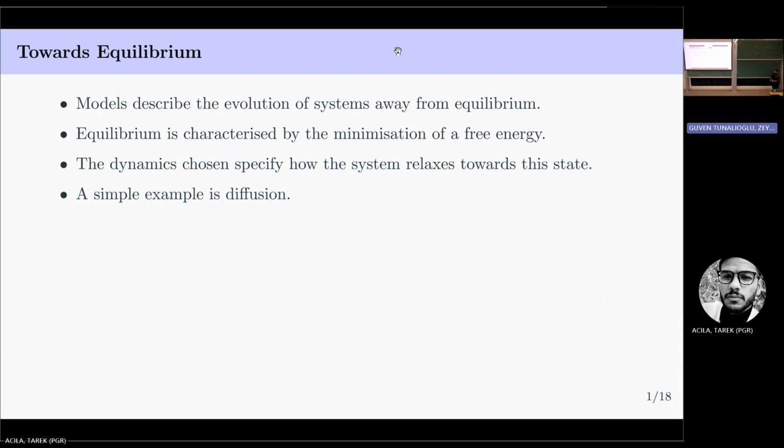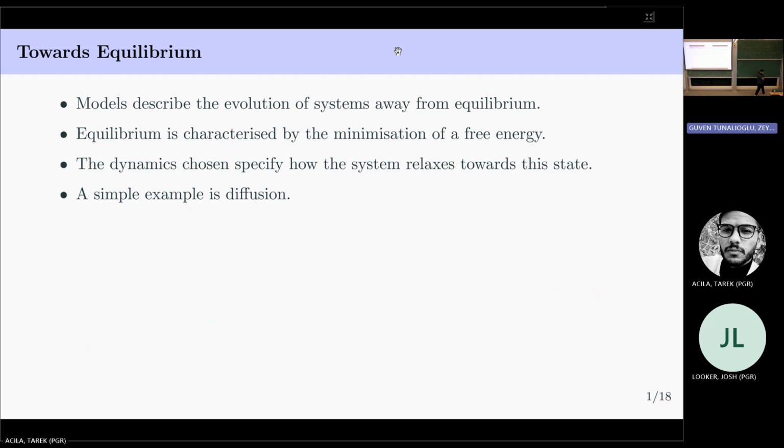All right. So usually as we develop mathematical models, we tend to think about equilibrium. We like to see how the system goes to a rest state, basically. Okay, and as mathematicians, this equilibrium state is characterized by an energy minimization.